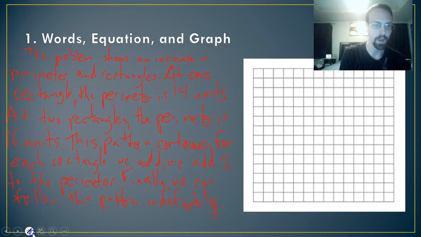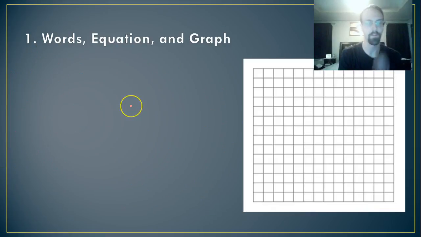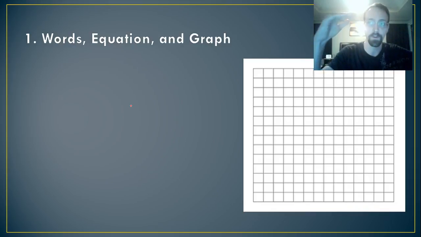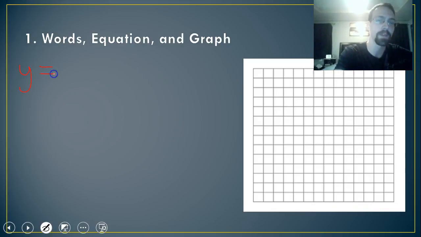Here we go. So now, boop, all of our hard work gone, but it's still on your paper. The next thing we need is the equation, and the equation is the same thing that we saw last time. So we're looking at our rate of change. So y equals our rate of change times x. Our rate of change, well, how much are we going up by each time? Well, we're going up by 2. And then it's the constant number that's added.